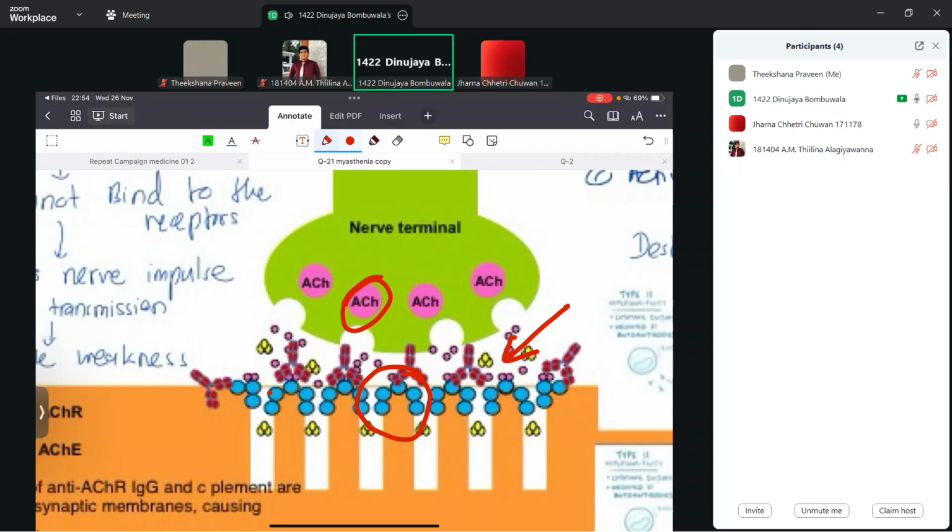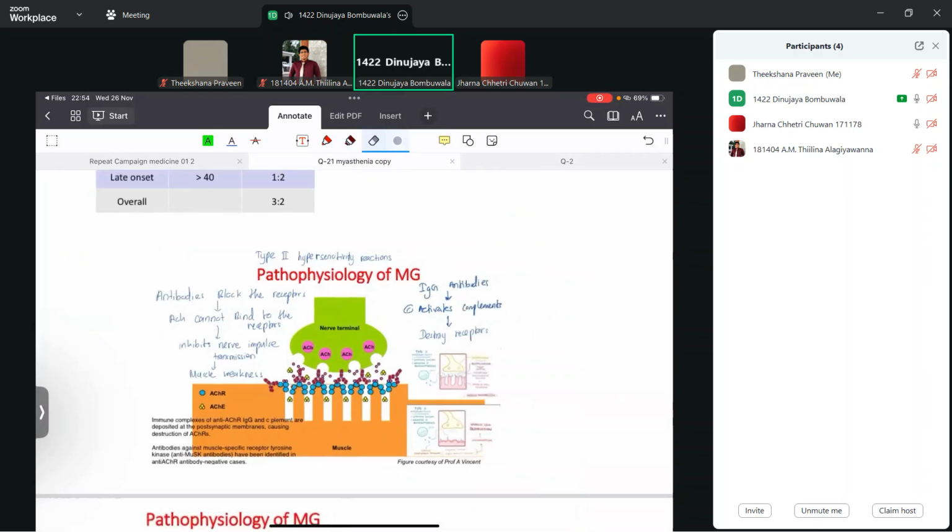Ideally, what we should do is control the destruction of these receptors. For that, we use immunosuppression with prednisolone. And for symptomatic management, we increase the acetylcholine levels in the synaptic cleft. For that, we use acetylcholinesterase inhibitors. Acetylcholinesterase breaks down acetylcholine, so we inhibit that process. By doing that, we increase acetylcholine levels. That is the basis of management.